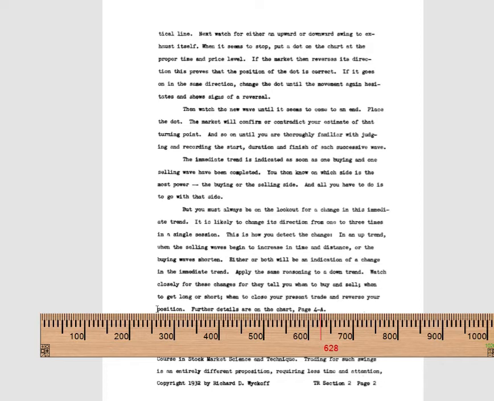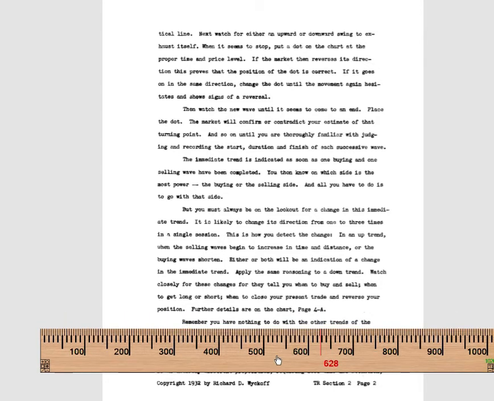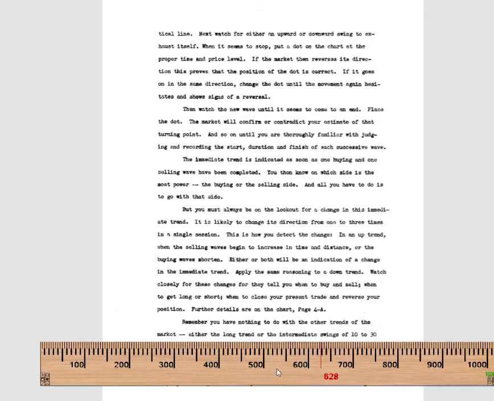When you reverse your position, when there's a change in the immediate trend. When is there a change in the immediate trend? When the up waves shorten and the down waves increase in time and distance in an uptrend, or in the downtrend when the down waves shorten and the up waves increase in time and distance. That's when you take a position going long or short, you exit the position, or you reverse your position. And that's what this whole thing is saying. Remember, you have nothing to do with other trends of the market. Again, when you trade the immediate trend, you don't care about the longer term trend. You don't care about other trends on other charts. You are trading the immediate trend.